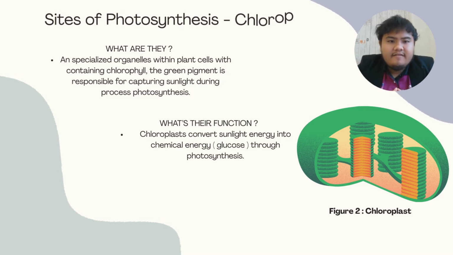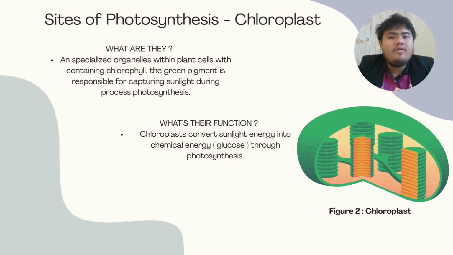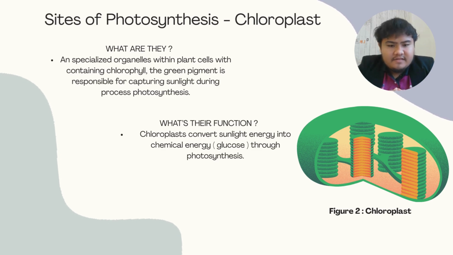Next is the site of photosynthesis, which is the chloroplast. Okay, first things first, what is the chloroplast? The chloroplast is a unique organelle found in the cells of most plants, particularly abundant in the leaf, which is why leaves are the primary site of photosynthesis. It is a specialized organelle within plant cells containing chlorophyll, the green pigment responsible for capturing sunlight during photosynthesis.